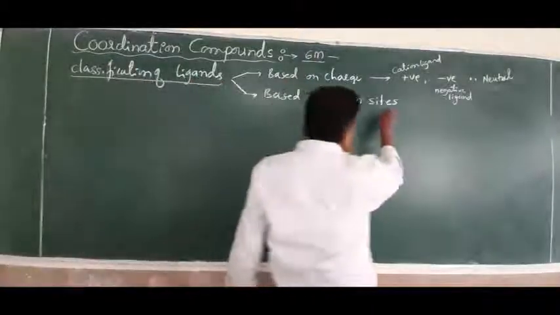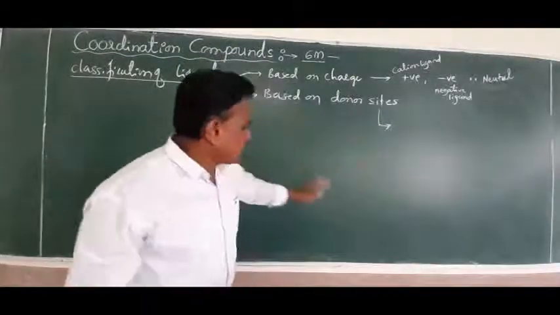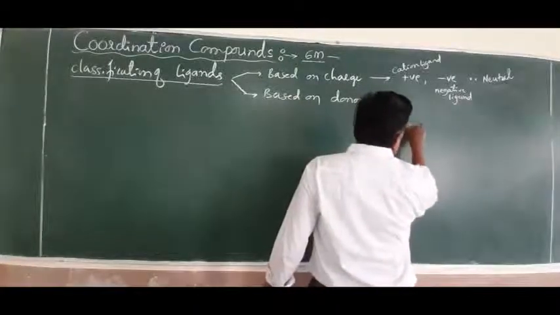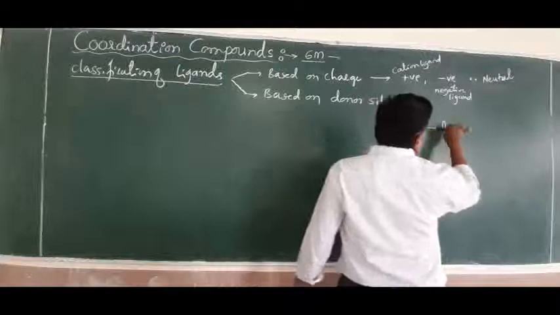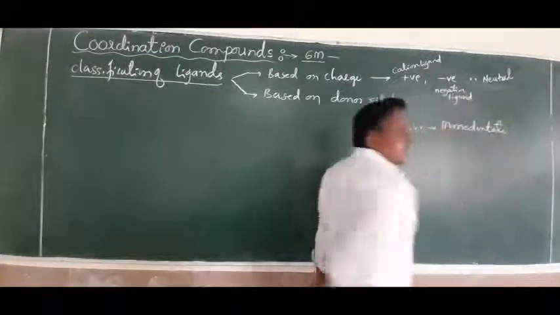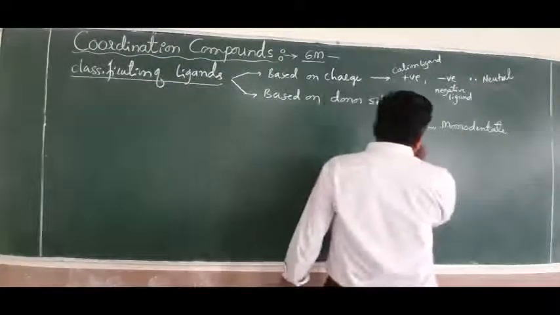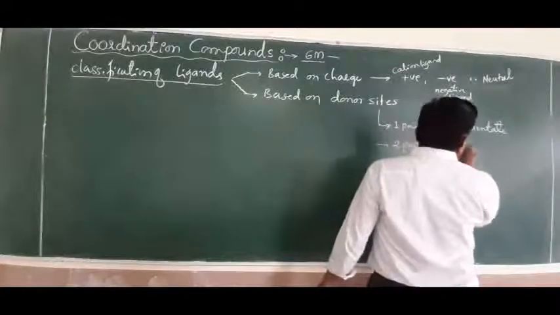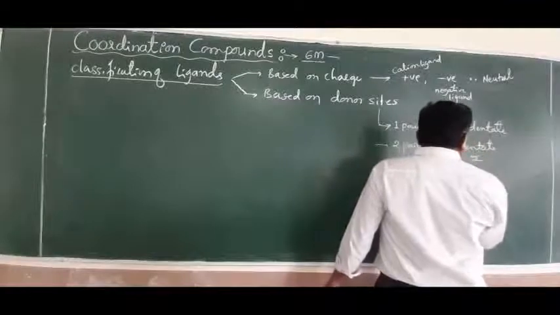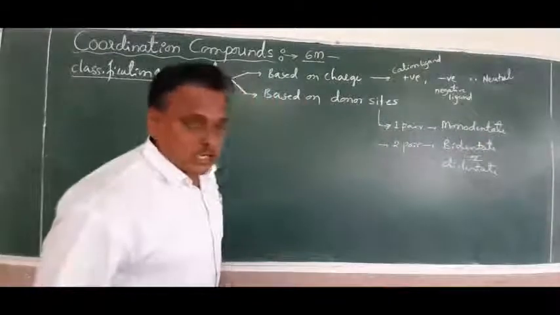And based on the donor sites, it is how many pairs of electrons they are ready to donate. If they donate a single pair, one pair of electrons, we call it a monodentate ligand. Two pairs we call a bidentate ligand.